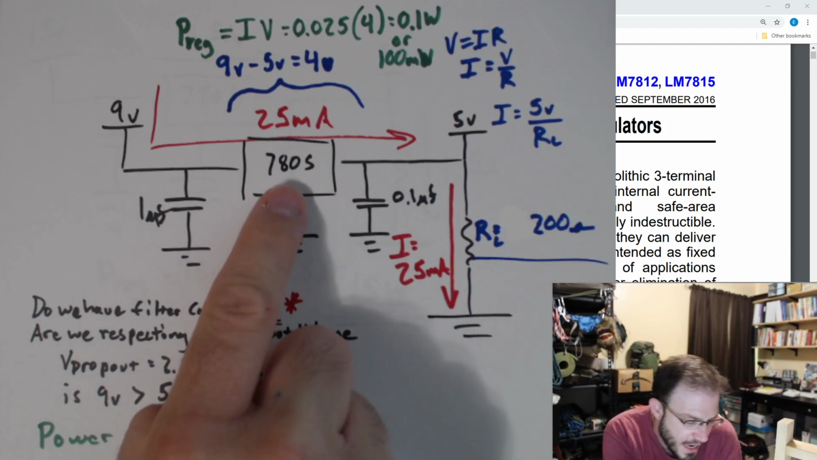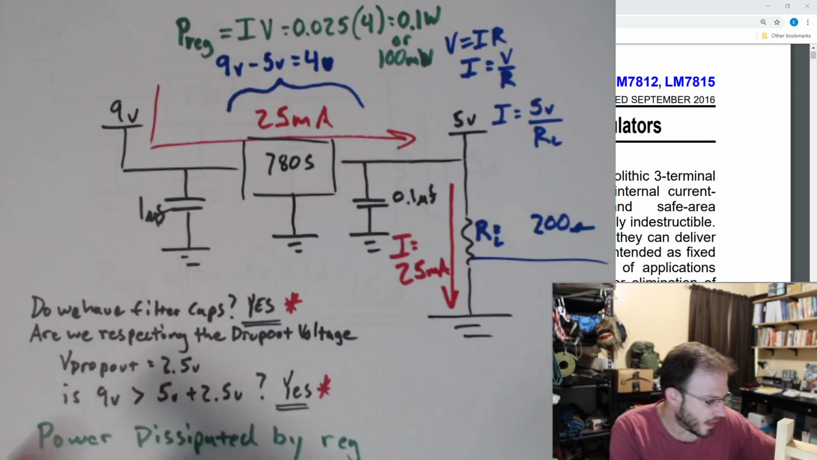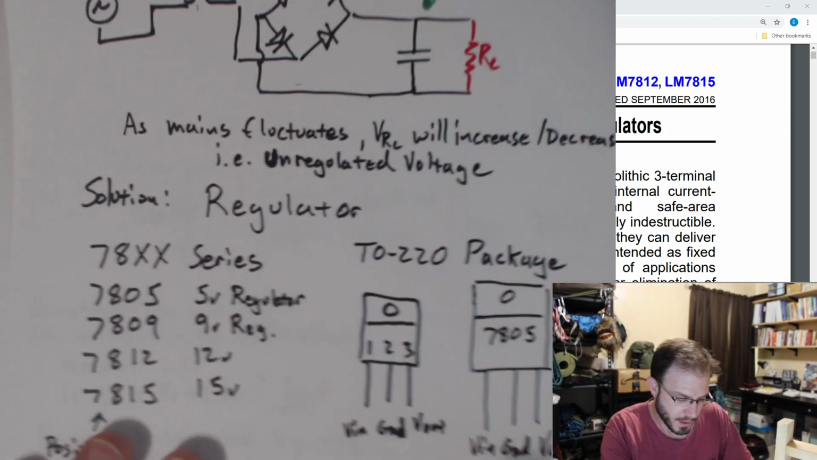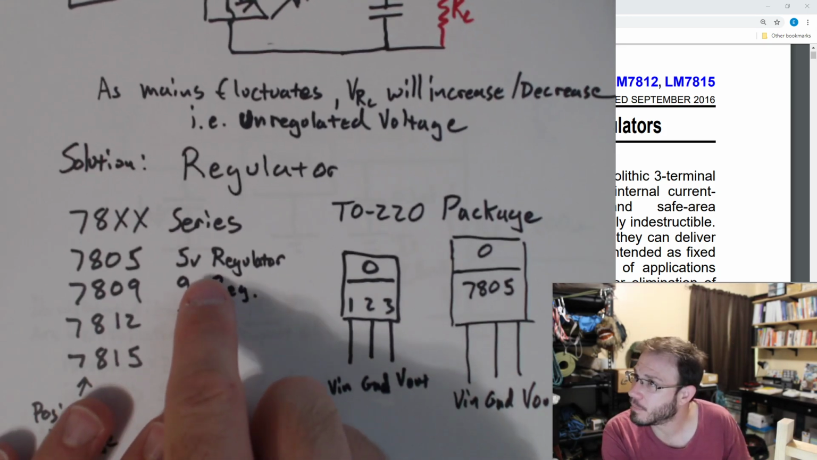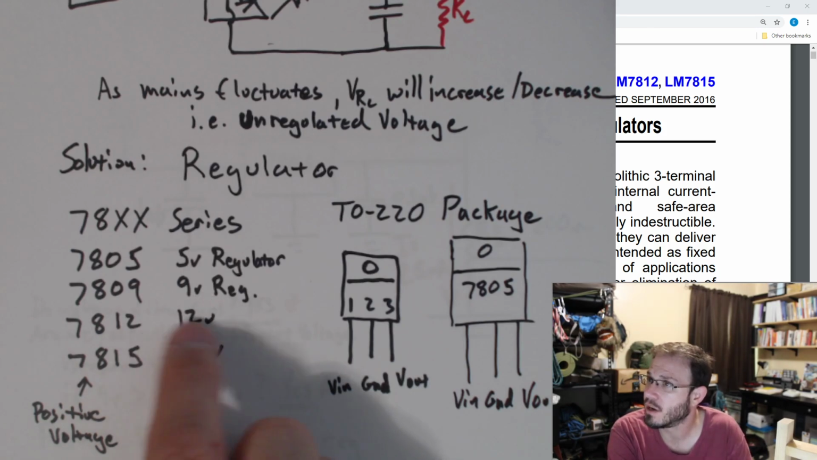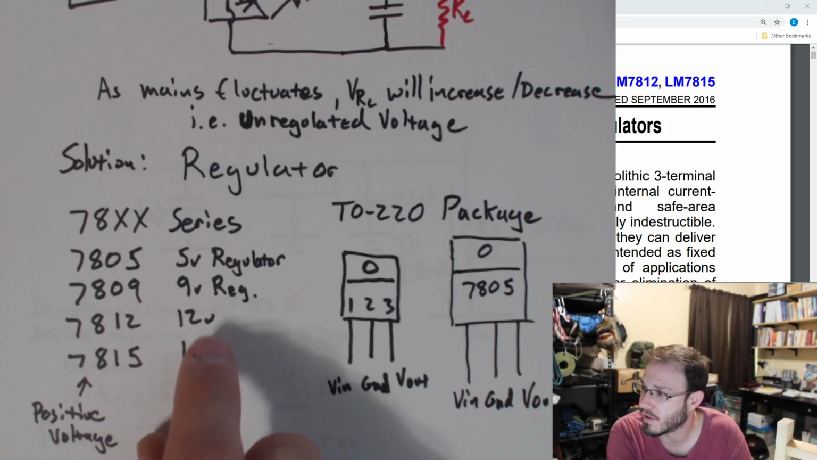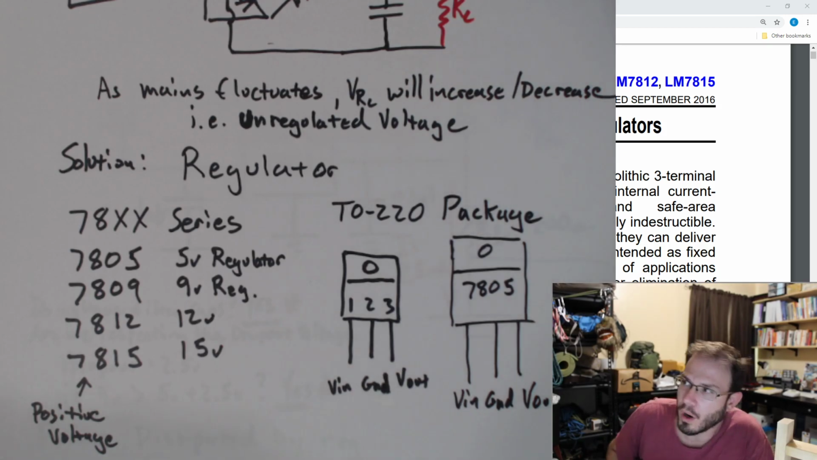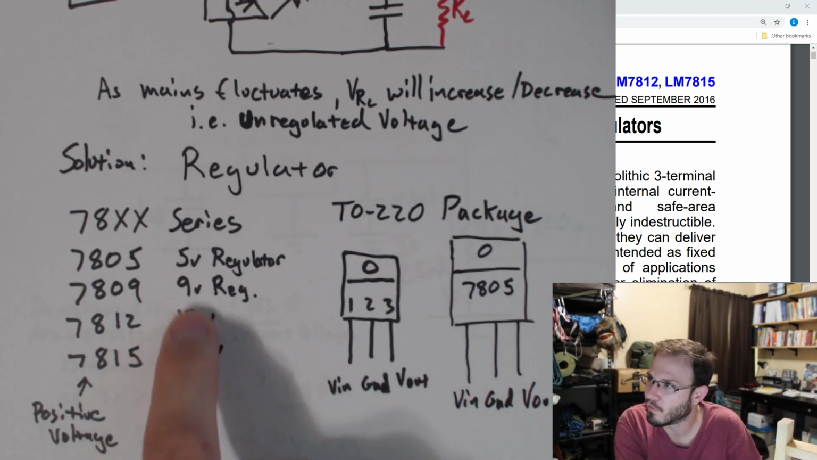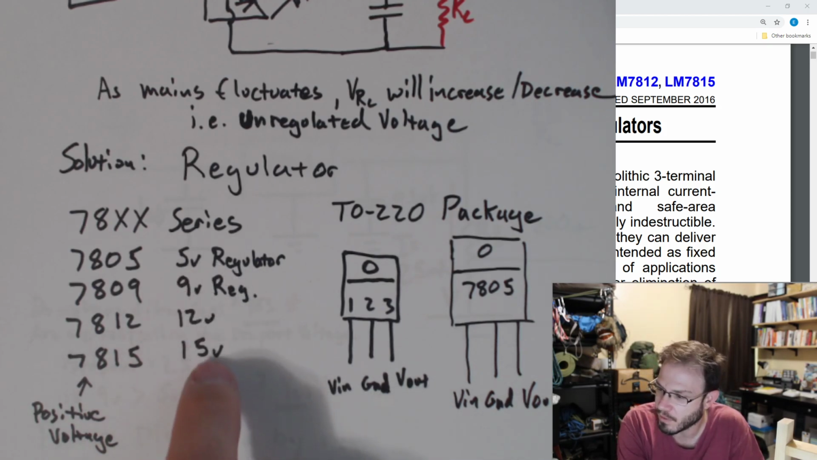Okay, so a 7809 would produce the 9 volt output, right? I just did all the examples using a 7805, but we have access to a 7809, a 7812, a 7815. There's more variations on this idea. We also have negative regulators. We also have adjustable regulators, so ones that we can control what the voltage output is from that.